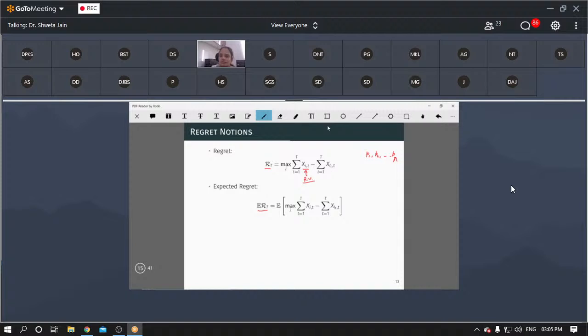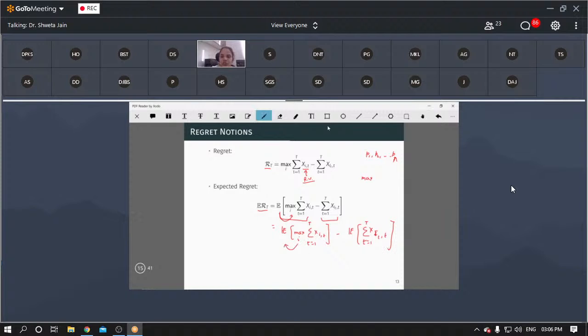But here's an issue: things would have been easier if I could have switched expectation and max. I cannot do that because max is not a linear operator. I can only switch it when I have a linear operator. So this is going to be expectation of this term minus expectation of this term. So this is going to be expectation of max over i of summation t equals 1 to capital T of x_{i,t} minus expectation of summation t equals 1 to T of x_{I_t,t}. So far this is okay.